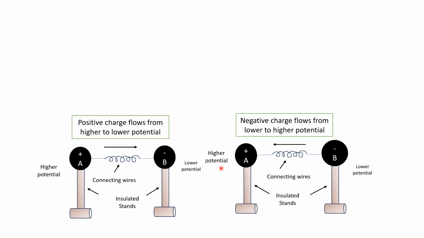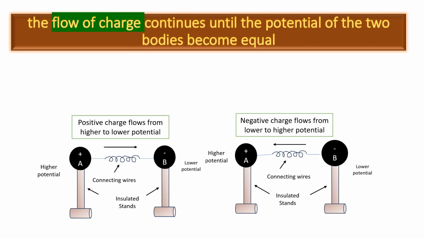So this is again higher potential, this is lower potential, and the negative charges are flowing in this direction, that is from B to A. That is from the lower potential to the higher potential. Remember, the flow of charge only takes place when the two bodies are connected by connecting wires. So the flow of charge continues until the potential of the two bodies becomes equal.